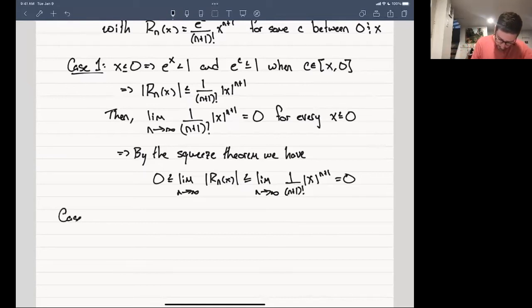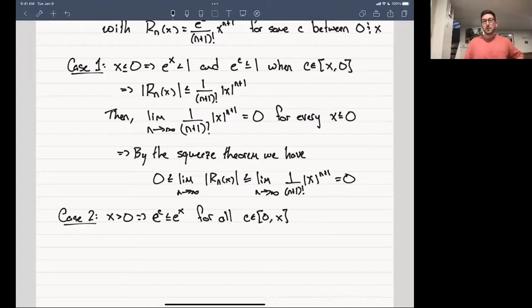So case 2 now. x is bigger than 0. This implies that e to the c is less than or equal to e to the x for all c between 0 and x. Why? Well, again, e is an increasing function. So if you're restricting yourself to between 0 and x, the biggest you could possibly be is x. And so e to the c is less than or equal to e to the x.